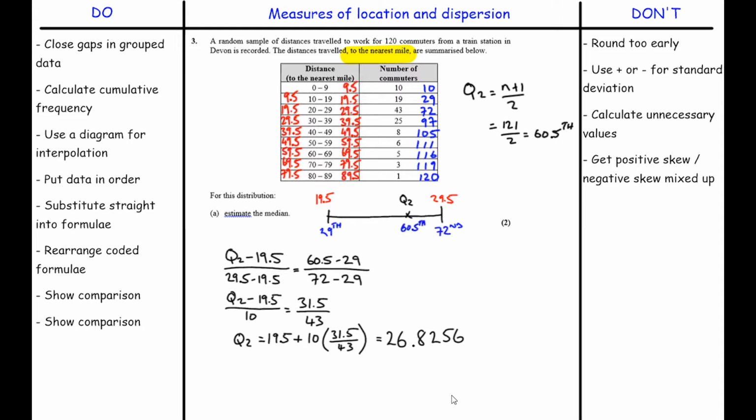All right, we'll start with measures of location and dispersion. So here we're talking about the mean, the median and quartiles. Those are measures of location. And we're talking about standard deviation and interquartile range. Those are measures of dispersion.